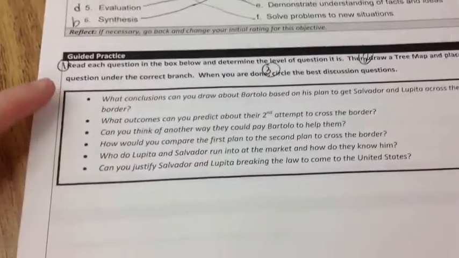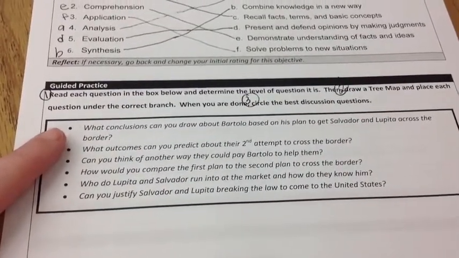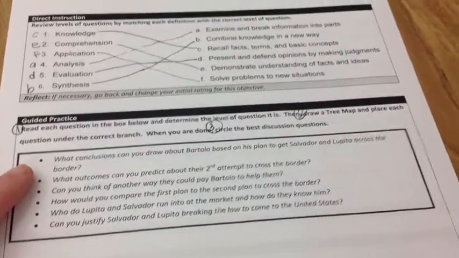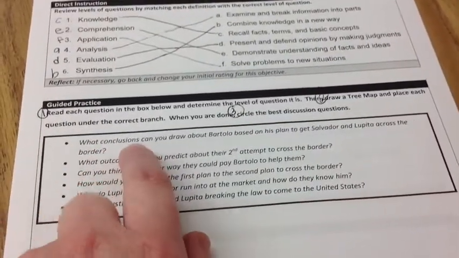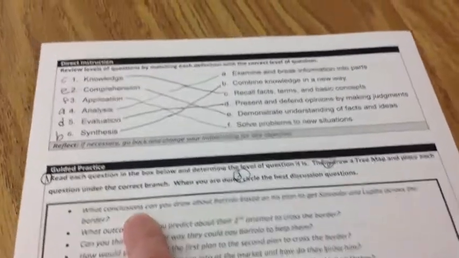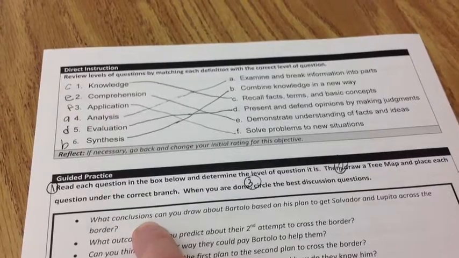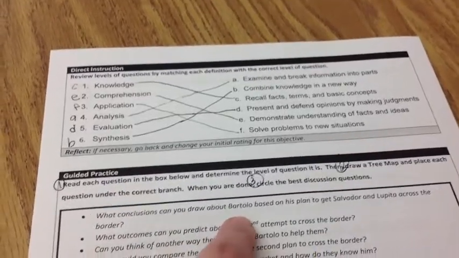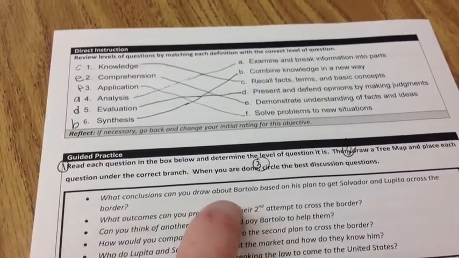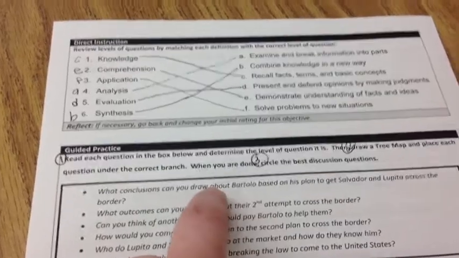Okay, so the first one, what conclusions can you draw about Bartolo based on his plan to get Salvador and Lupita across the border? What conclusions can you draw? So my hint is that word conclusion. So what type of question asks us to make conclusions? Okay, so when you're making a conclusion about something, you have to really examine the different pieces and use your own brain to come up with some information.